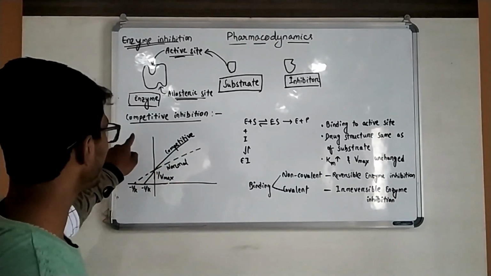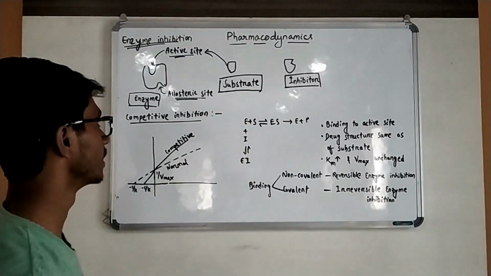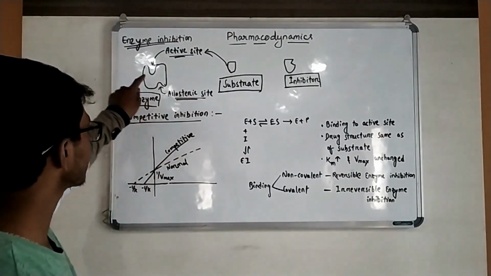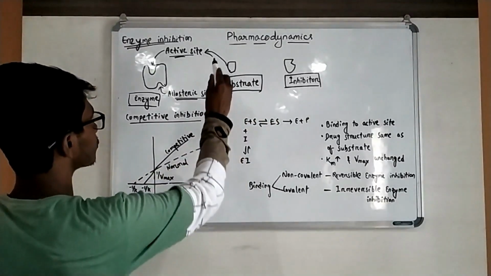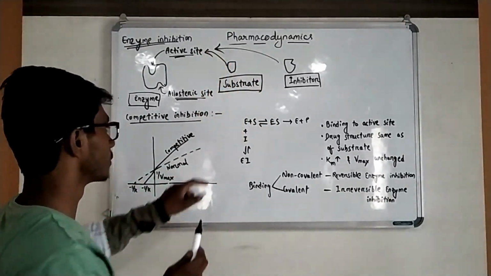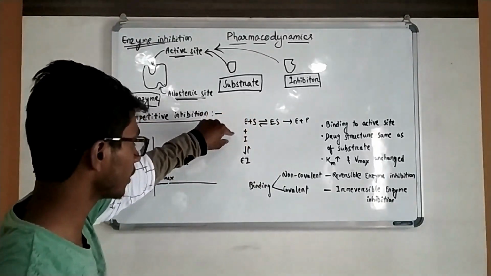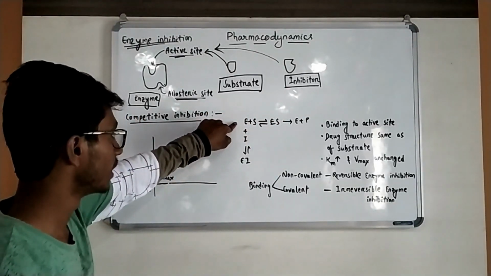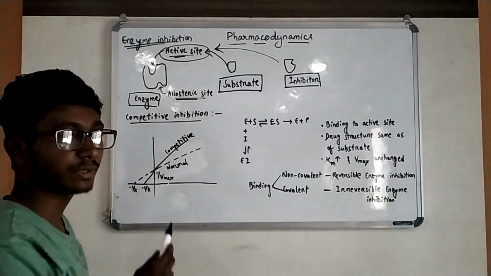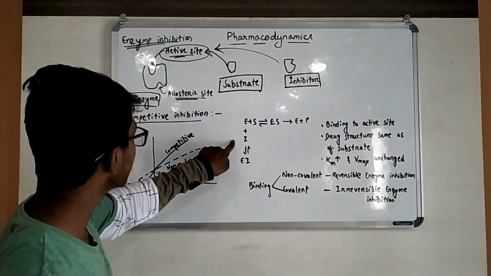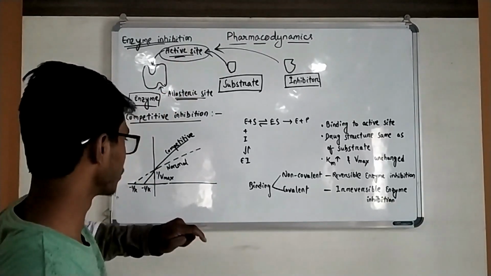So let us study competitive inhibition. So this is our enzyme, substrate and inhibitor. So in competitive inhibition what happens? Our substrate goes to active site and our inhibitor also goes to the active site. So this is our reaction, enzyme plus substrate gives enzyme plus product. Here our inhibitor binds to our enzyme. So it binds to the active site of the enzyme. In competitive inhibition, our inhibitor binds to the active site, not to the allosteric site. It binds to the active site only.